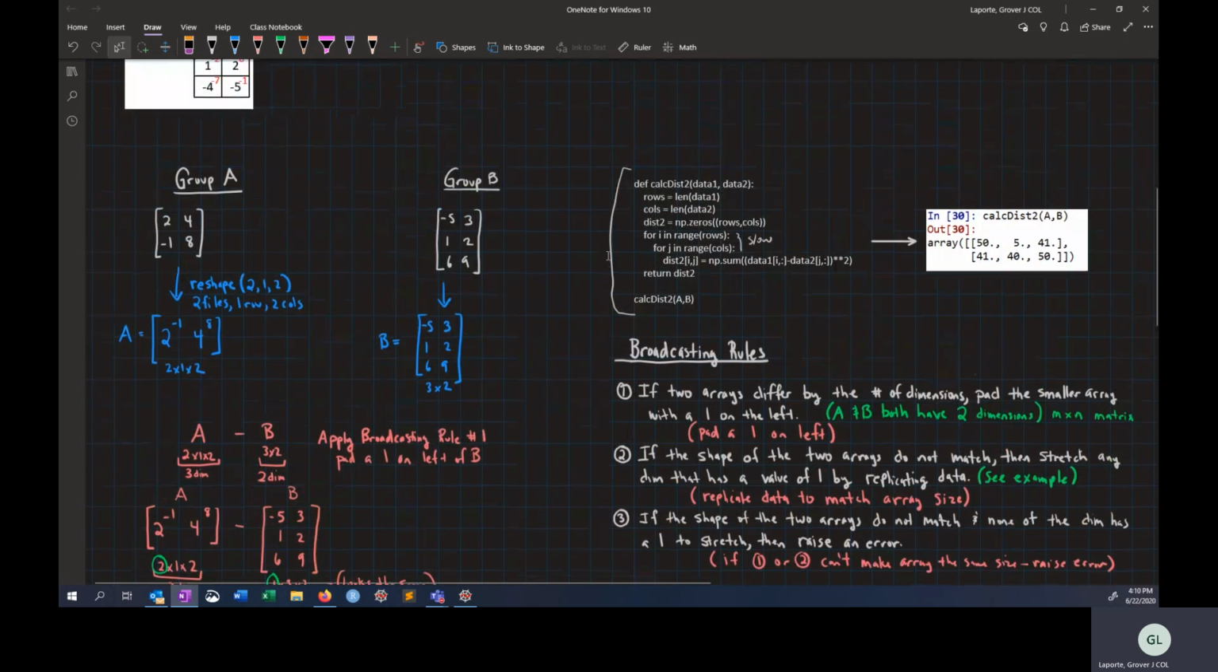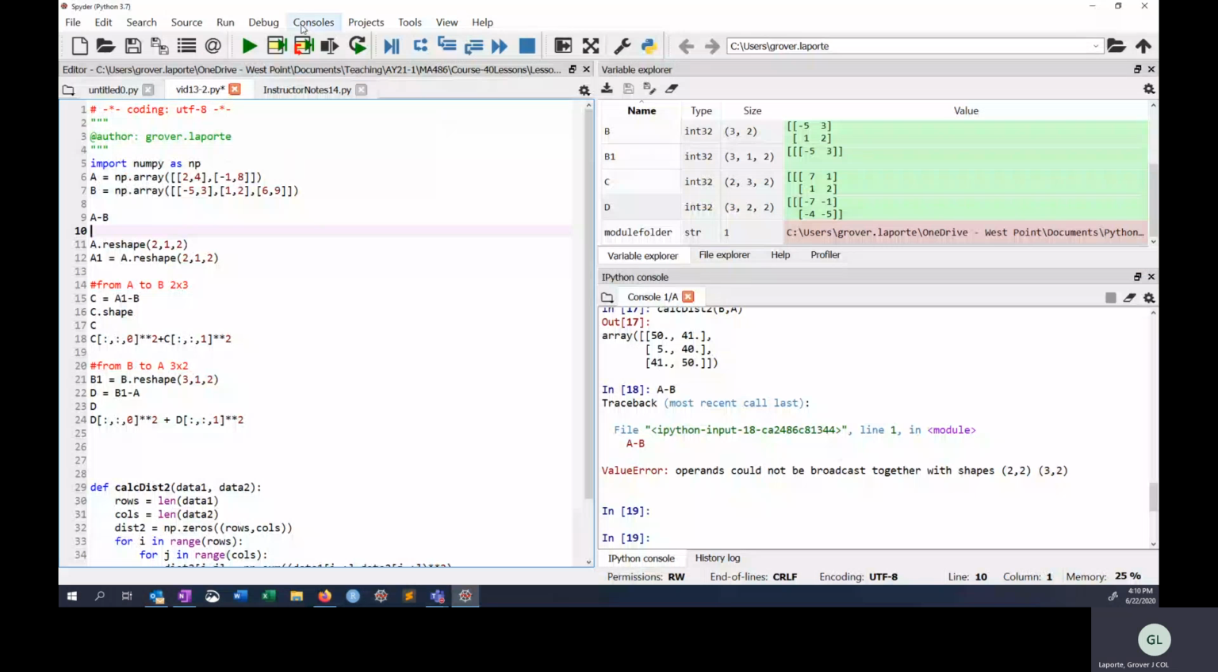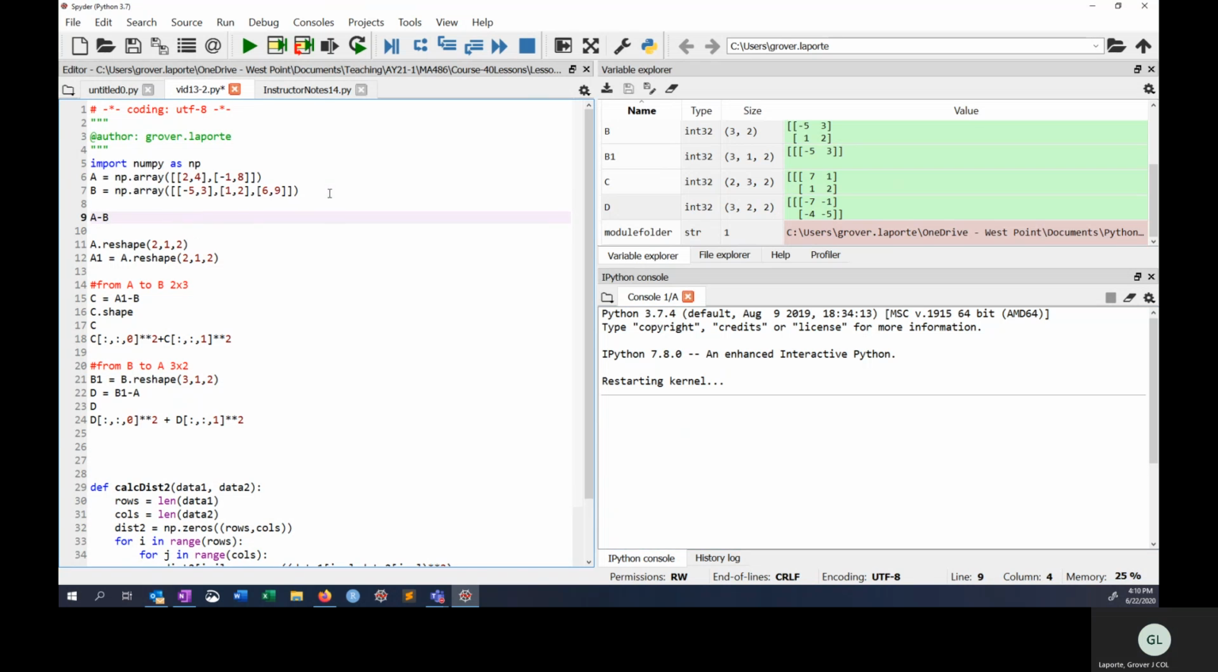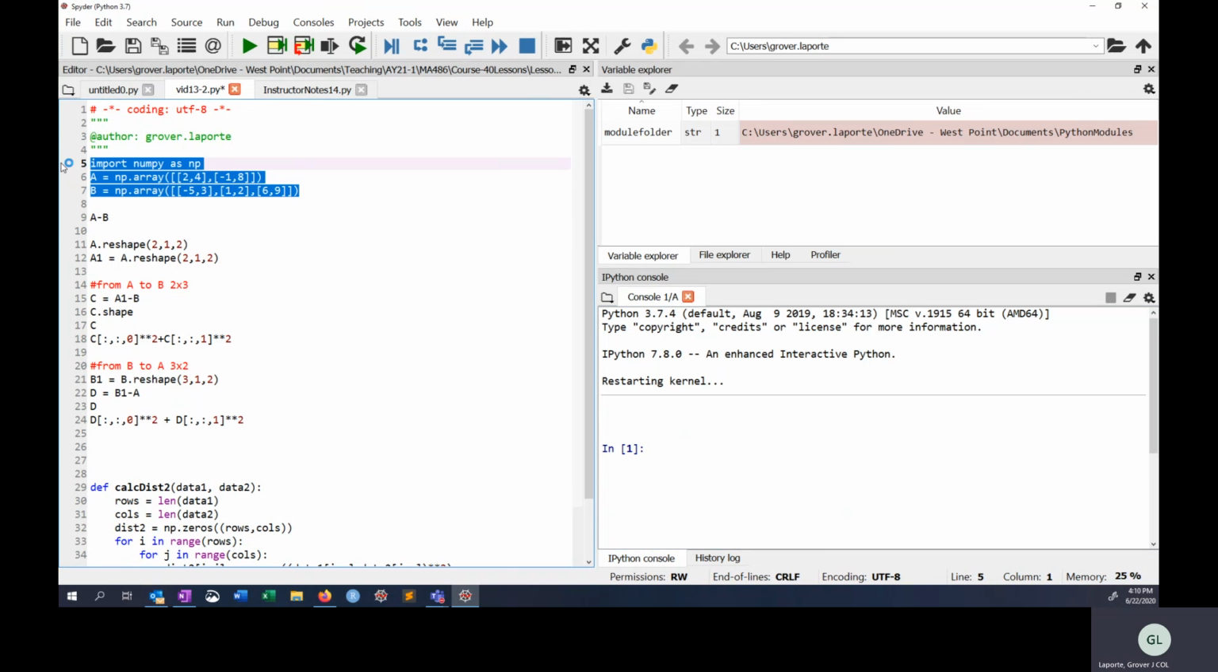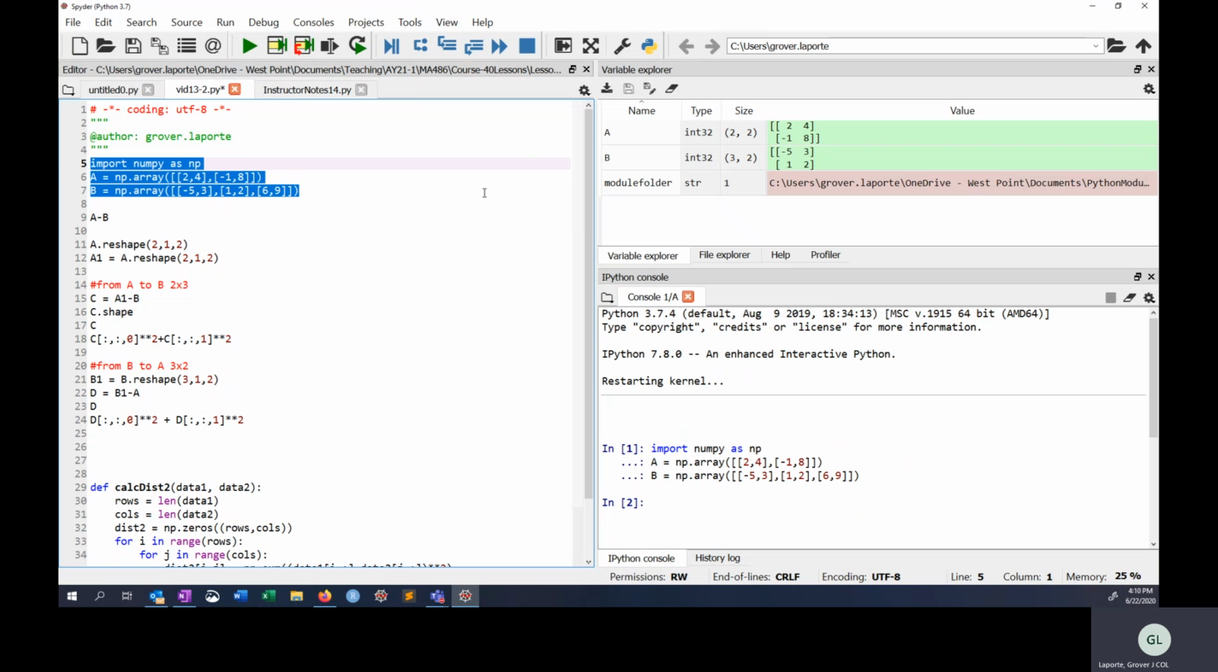Let's go back up real quick. I think I talked about this. This code would work, and that's exactly what we're looking for, but I want to do it with broadcasting. All right, so let me restart the kernel. Make sure you import NumPy when you do this one. So go ahead and import NumPy.